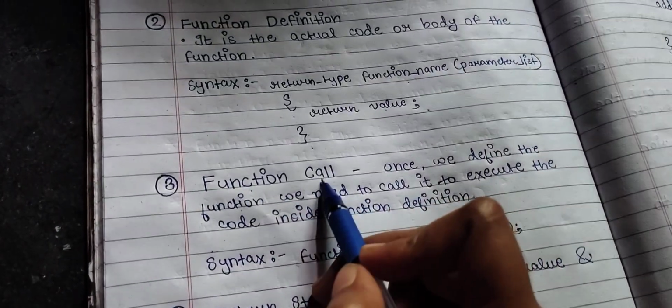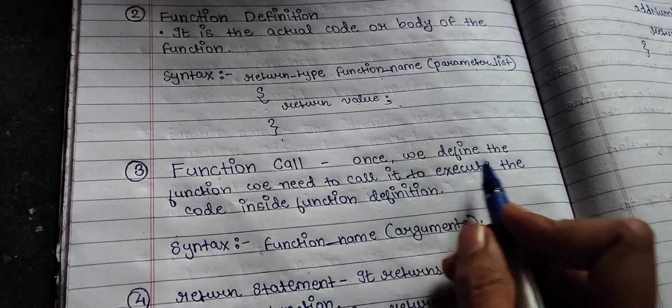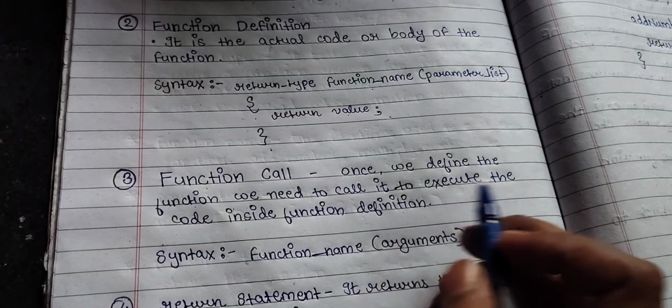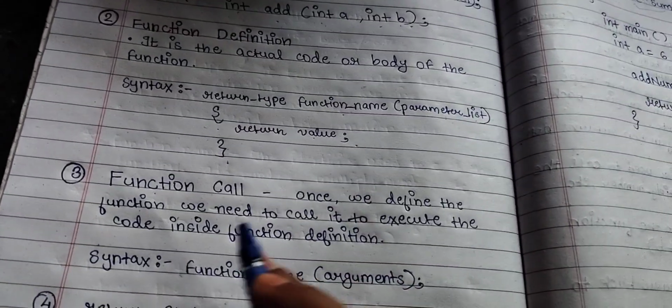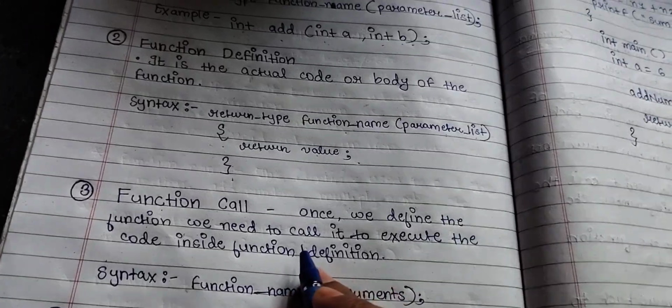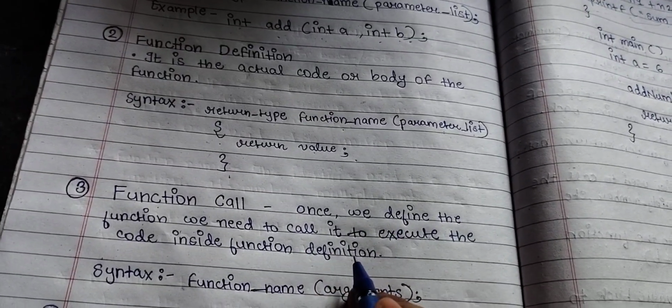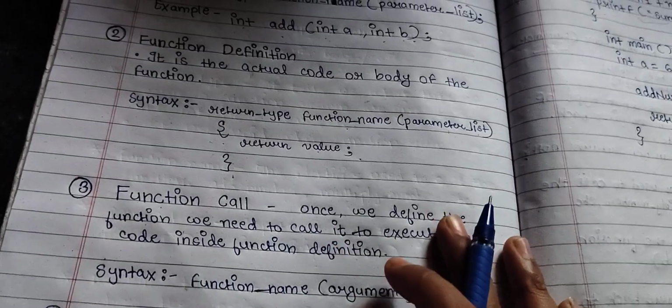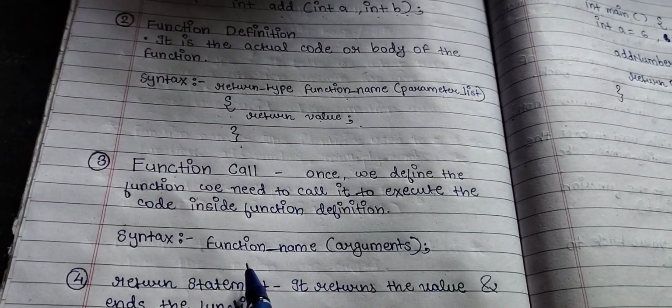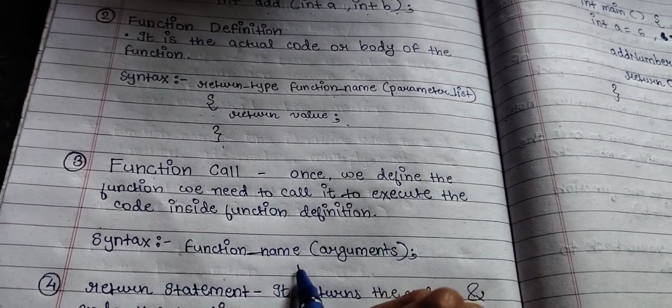The next is function call. Once we define the function, we need to call it to execute the code inside the function definition. That means without calling the function, we cannot execute the code inside the function definition. So for executing the code, we need to call the function. Here is the syntax of the function call. It is function name and argument.